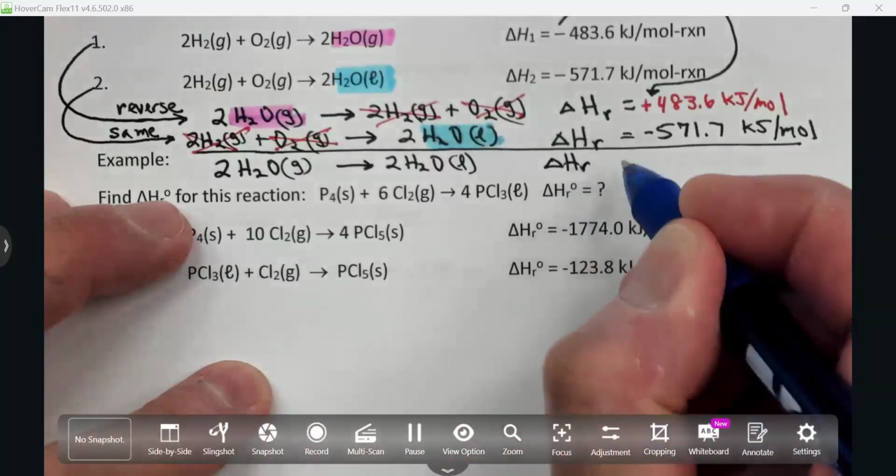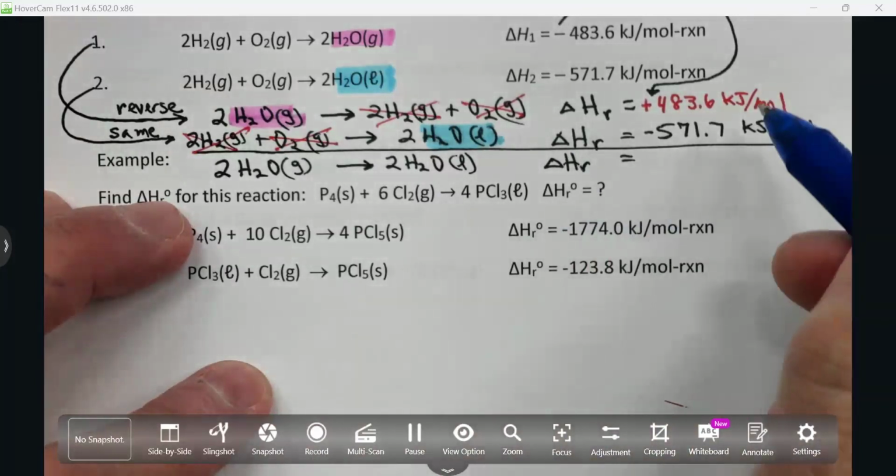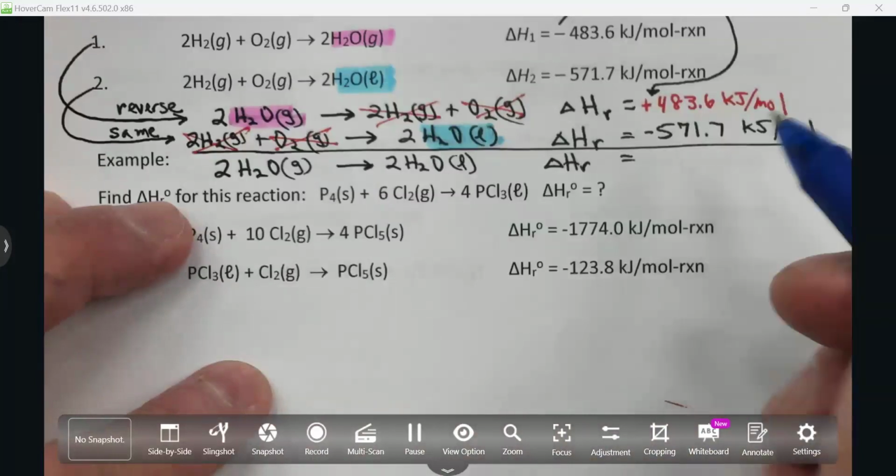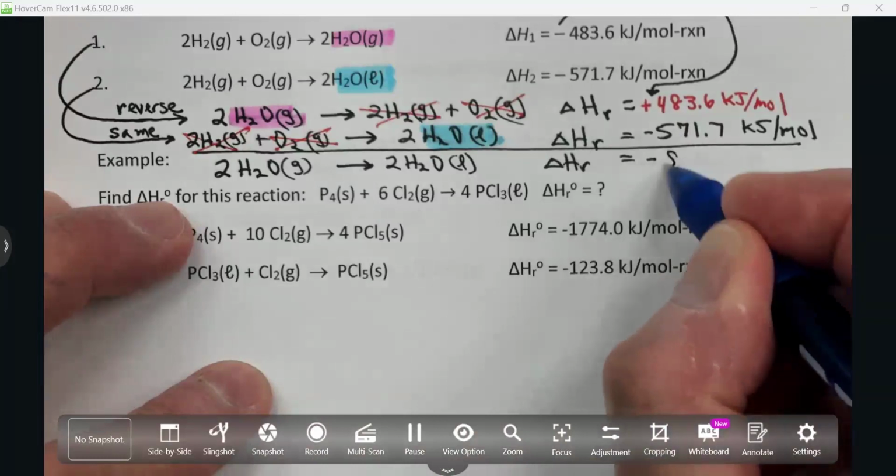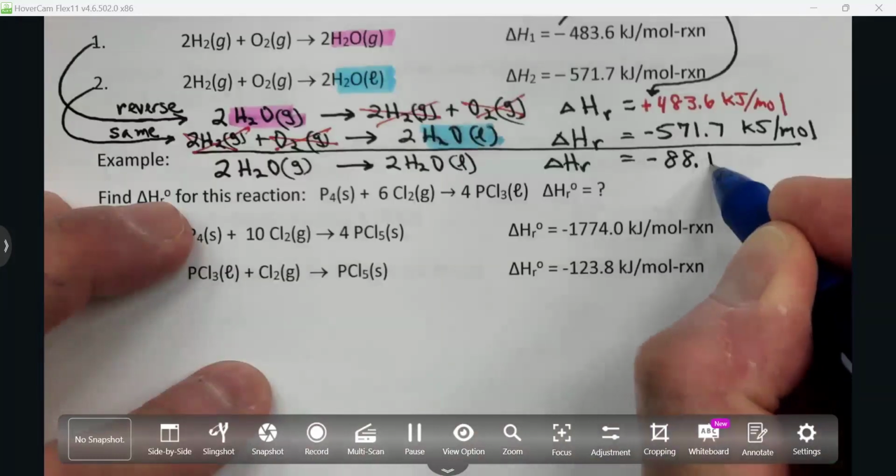My delta H for this reaction, when I add these up, is going to be negative 88.1.